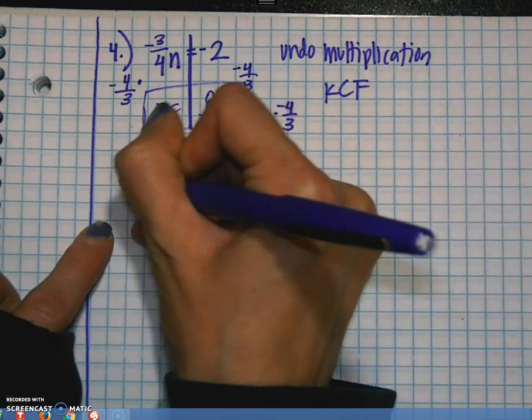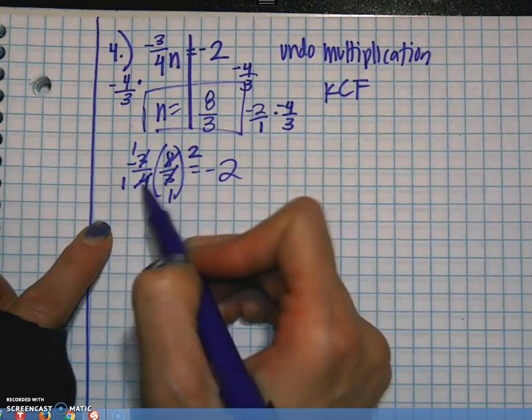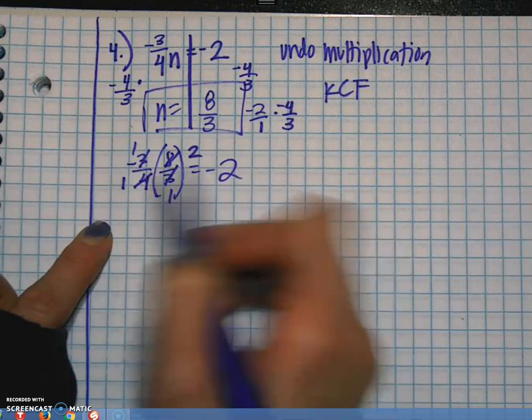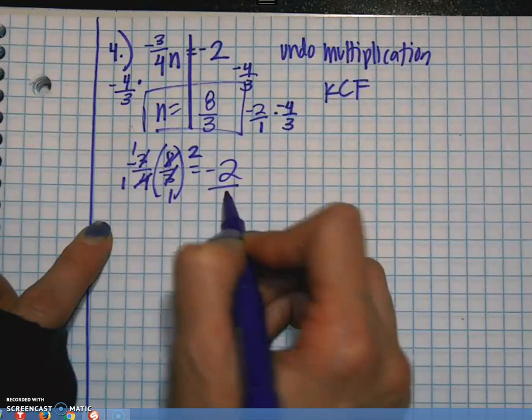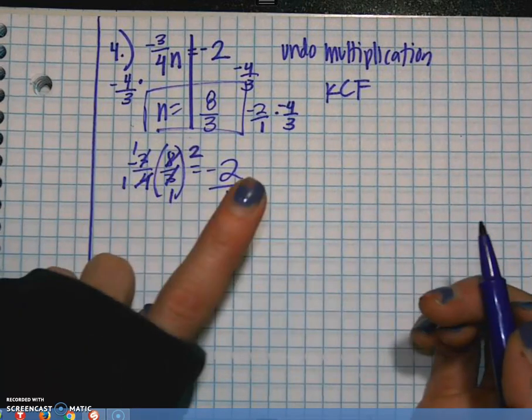Well, you know that you can cross-reduce. 3 divided by 3 is both 1. 4 divided by 4 is 1. 8 divided by 4 is 2. 1 times 2 is 2. 1 times 1 is 1. I don't have to have that 1 underneath. It means the same. And a negative times a positive is a negative.